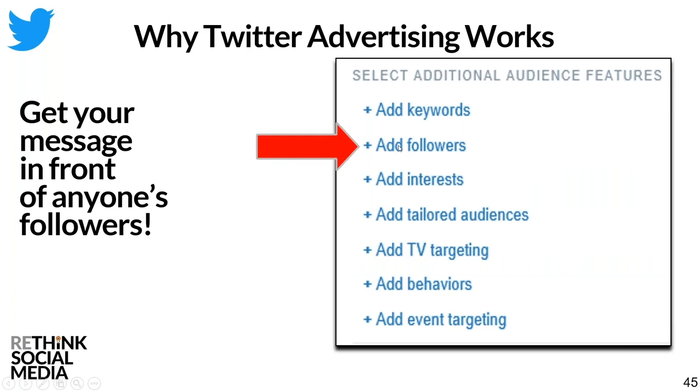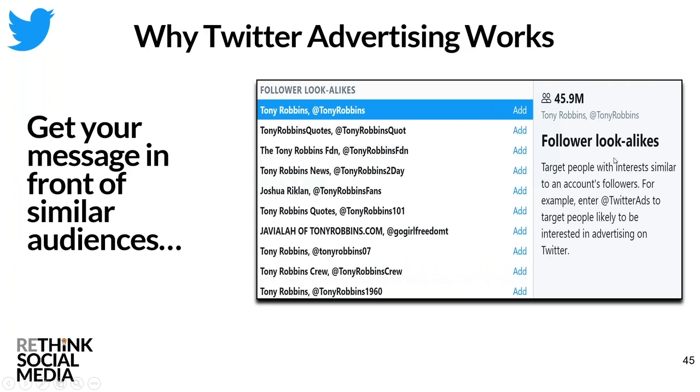Not only that, if you use Twitter advertising, it allows you to type in the names of any accounts that you wish, and you can put your message in front of their followers. And not just their followers, they'll create what they call follower lookalikes. In other words, lots of other similar types of people that will most likely be interested in them too. That's 46 million people that you could get in front of with just that one tactic, right?